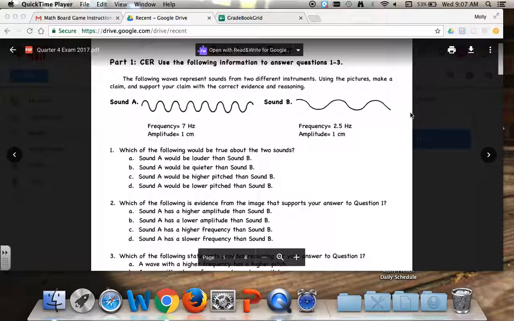Number 2. Which of the following is evidence from the image that supports your answer to question 1? A. Sound A has a higher amplitude than sound B. B. Sound A has a lower amplitude than sound B. C. Sound A has a higher frequency than sound B. Or D. Sound A has a slower frequency than sound B.